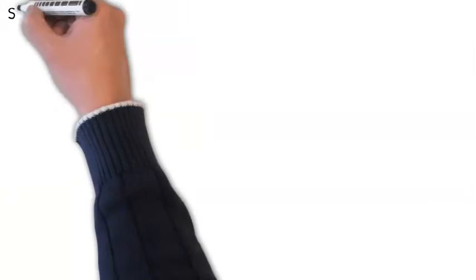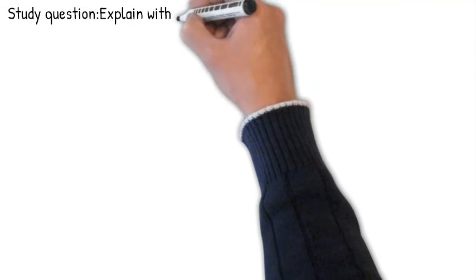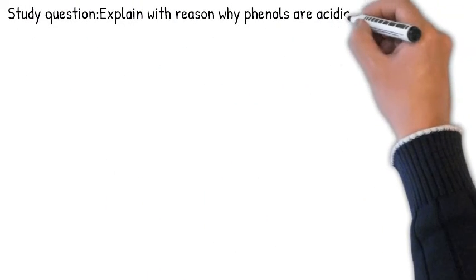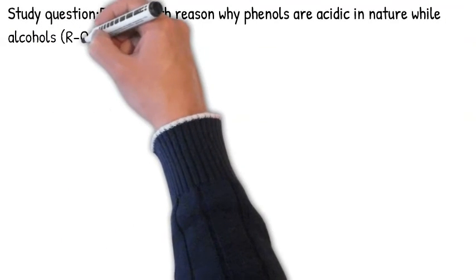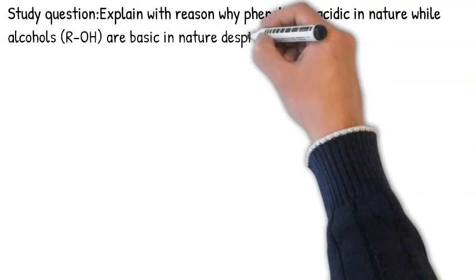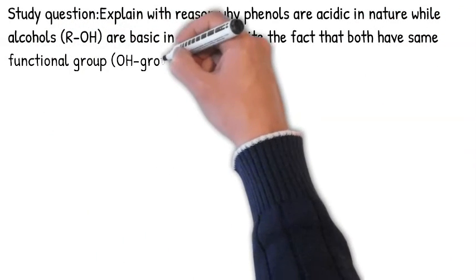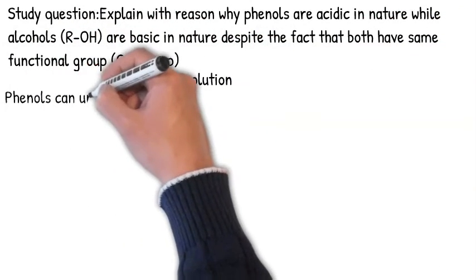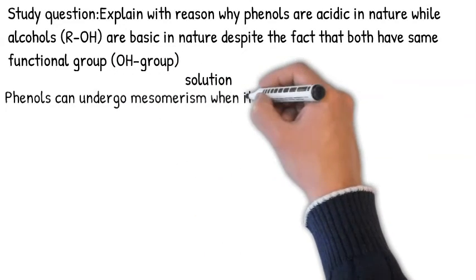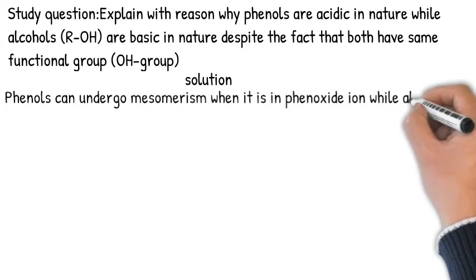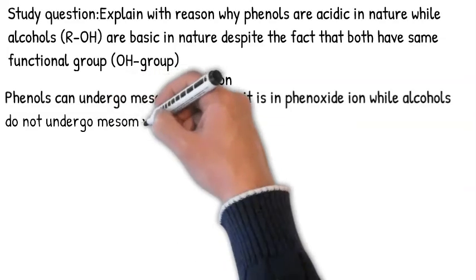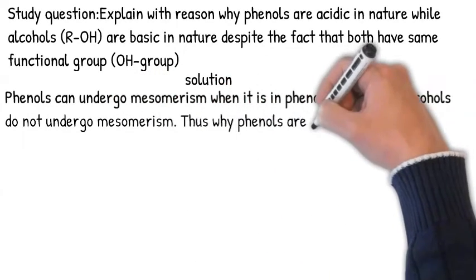Study question. Explain with reason why phenols are acidic in nature while alcohols are basic in nature despite the fact that both have the same functional group, OH group. Solution. Phenols can undergo mesomerism when in phenoxide ion, while alcohols do not undergo mesomerism. That's why phenols are acidic.